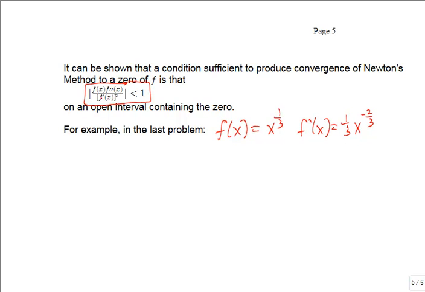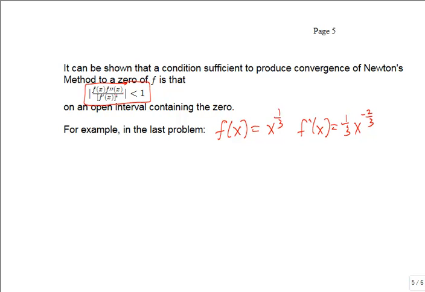If we can show that this function satisfies this inequality, what we would need to show is that the absolute value of the function times the second derivative of the function divided by the first derivative of the function squared, in absolute value that needs to be less than 1 on an open interval containing the 0. If that isn't shown, then your Newton's method will not converge. If this is less than 1, then Newton's method will converge and you'll be able to find your 0.